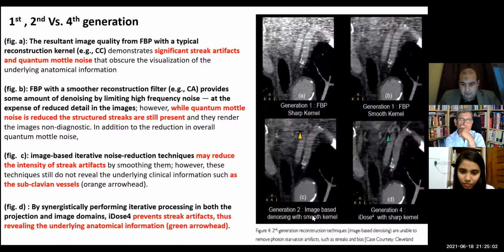And using more smoothing or denoising with a smooth kernel reduces the noise, but streak artifacts still appear, covering the actual anatomy of the patient. But in comparison, with the fourth generation here you get less noise, the artifacts are removed, the anatomy appears, and you can diagnose the patient accurately. The second generation reduces the noise and the dose a little bit, but streak artifacts still appear, covering the anatomy, so you cannot diagnose properly.